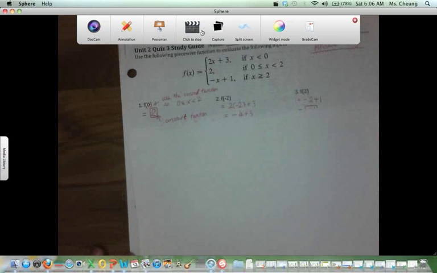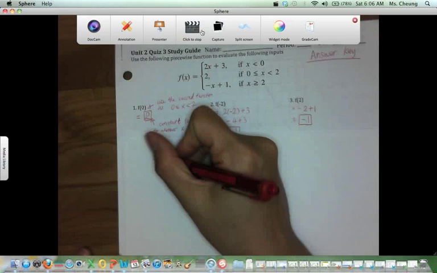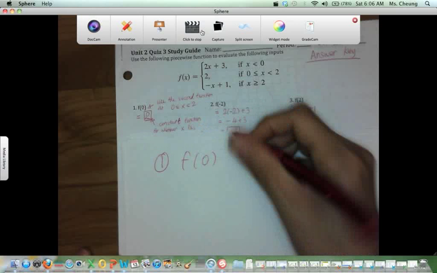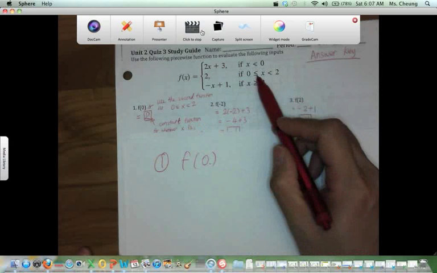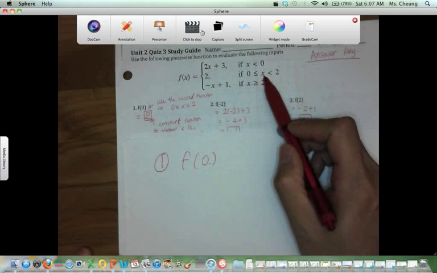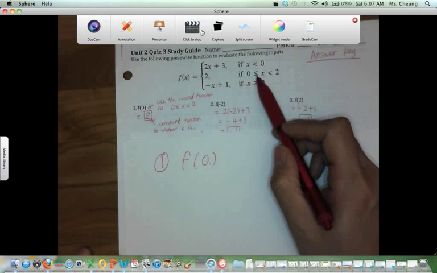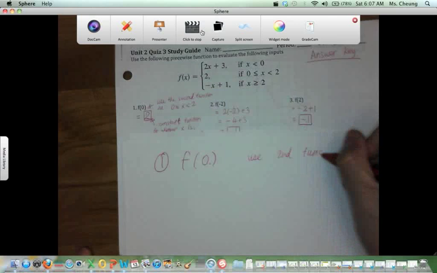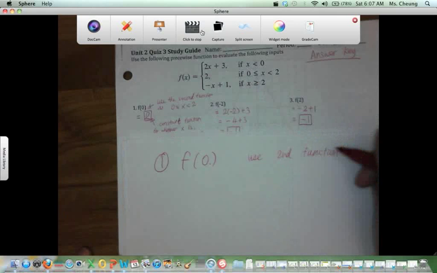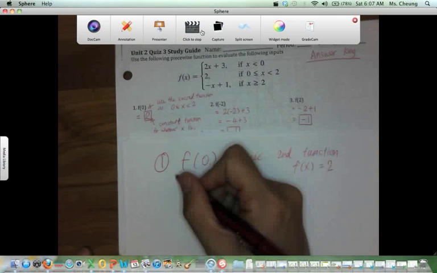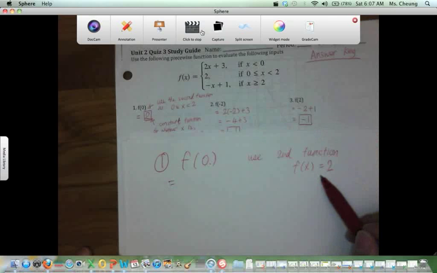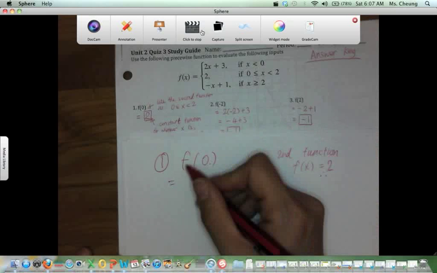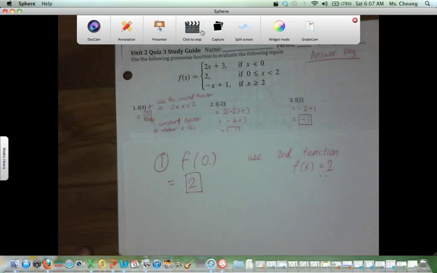So for question number 1, we have to find out f of 0. So we have to look at the domain. Because the second one tells you x is equal to 0, we have to use the second function. So we're using the second function, f of x equals 2. Because for whatever values, the output is equal to 2, our output is just 2. So this is question number 1.